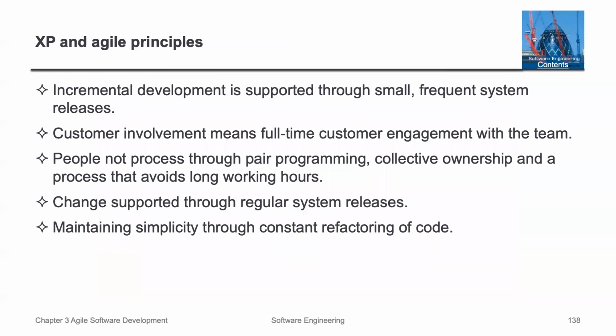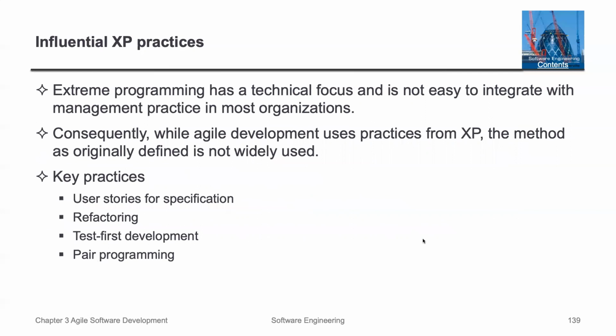Okay, let's talk about extreme programming and Agile principles. Incremental development is supported through small, frequent system releases. Customer involvement means full-time customer engagement within the team. People, not process, through pair programming, collective ownership, and a process that avoids long working hours. So you want to make it a constant stream of good work. Change needs to be supported through regular system releases, and maintaining simplicity through constant refactoring of the code should be the focus that we have.